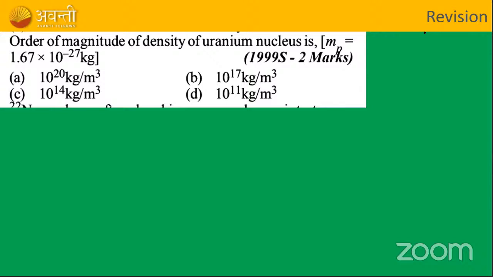Okay, just a minute, Radhika. R naught means it's a constant, Radhika. Okay, it's a constant value. R naught is usually 1.25 into 10 to the power of minus 15 units.